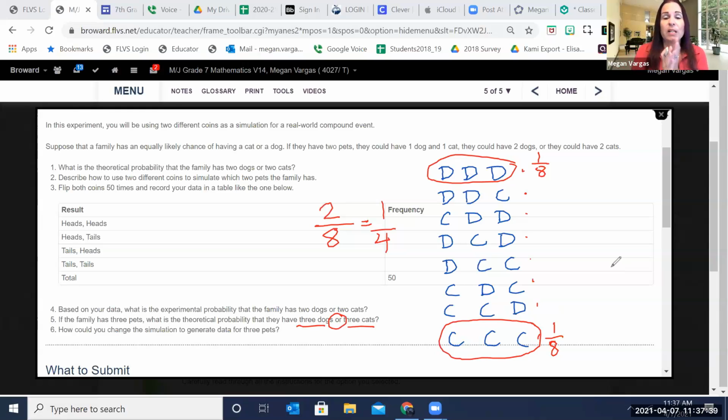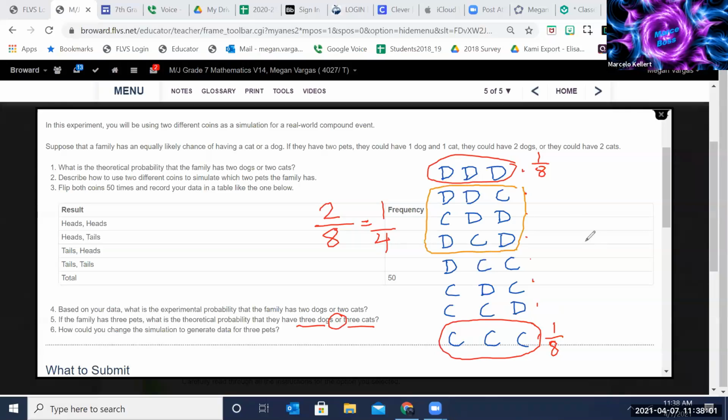What's the probability that I'm going to have 2 dogs? Someone want to answer that? What's the probability I'm going to have 2 dogs? 3 out of 8. Right, because I've got 2 dogs in 3 of the outcomes. 3 out of 8 outcomes. Okay?